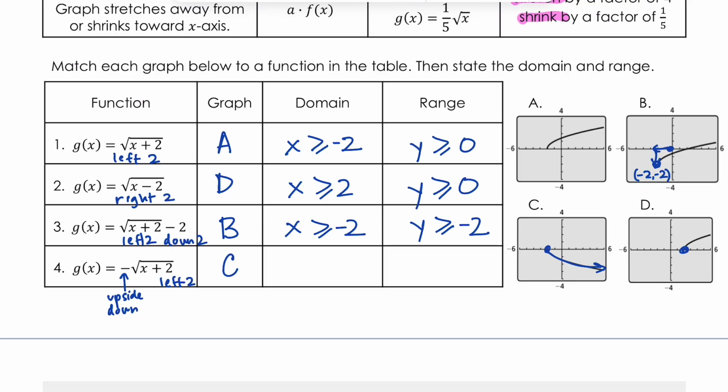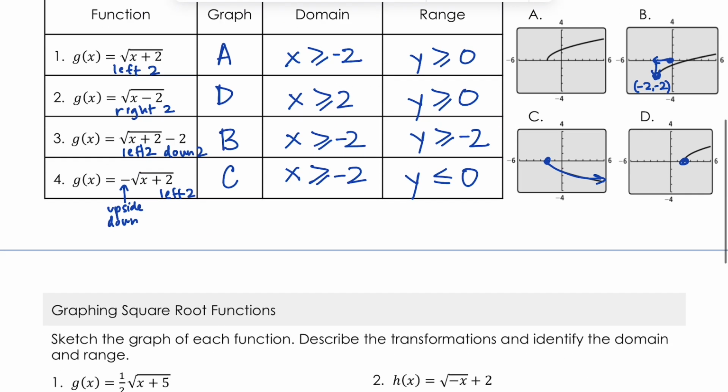For this one, we're starting at that -2 and still only going to the right. So x is greater than or equal to -2. But for my y's, I'm not going up, I'm going down. So y is going to be less than or equal to 0 because the top point is 0 and it's going down from there.